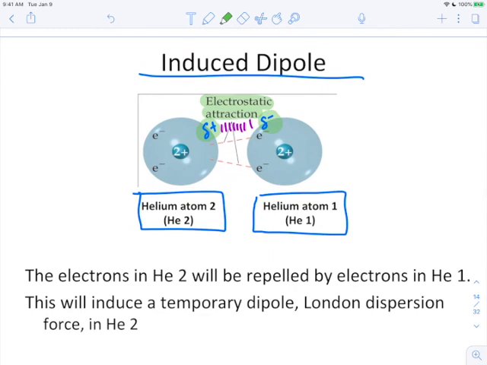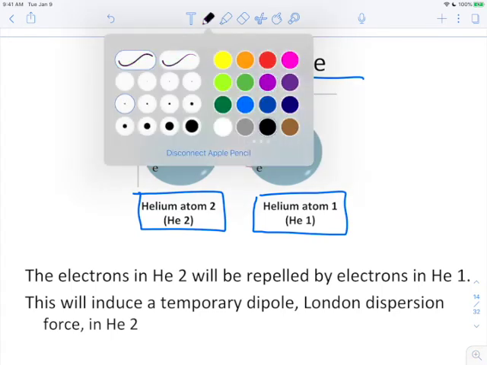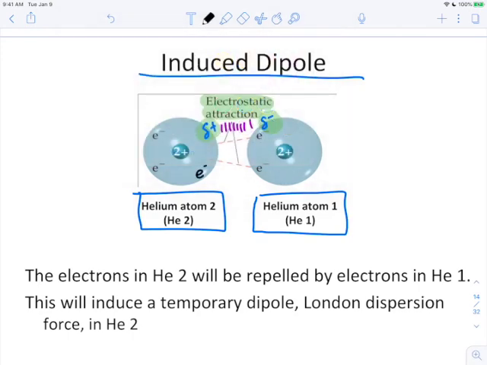So in helium number 2, the electrons are repelled by the helium number 1, and that's why they swung to the other side. So that's what I drew in the previous slide. You had an electron here, but it moved over to here because it was repelled by the negative charge that it felt. So any questions about this idea of an induced dipole where the second helium became a dipole because of the first one?